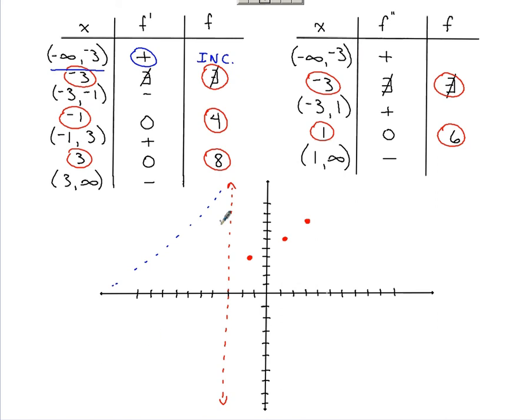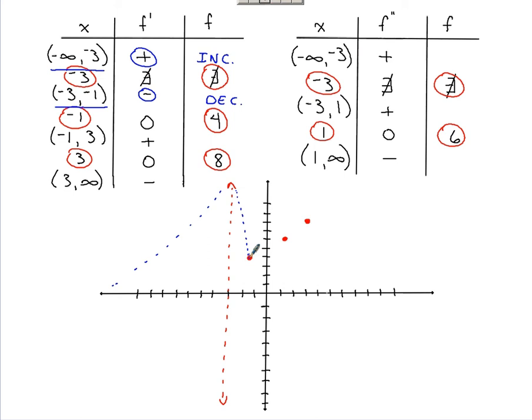Next interval, negative 3 to negative 1. So again, x is negative 3 at the vertical asymptote. X is negative 1 at this point. We see that the first derivative is negative, so the function is decreasing. That means we're going to have to show a downward trend from that asymptote to that point.